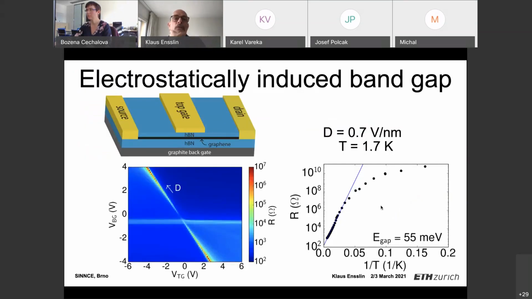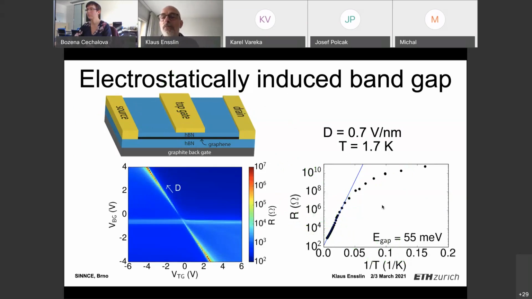So let's have a look first at what happens if you have a uniform top gate and you measure the resistance between source and drain. On the right-hand side, you see the resistance measured as a function of 1 over T. You see this is logarithmic resistance versus 1 over T, so it's an Arrhenius plot to extract an energy. And you see it's exponential, and it goes up actually to 10 to the 10 ohms.